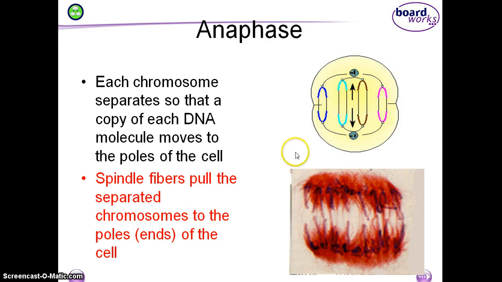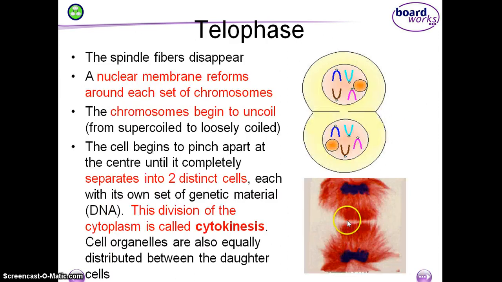So write this down and draw the picture. And this is what it looks like in real life. And then the last stage is telophase. When you see tele starts with a T, think two. Two starts with a T, telophase starts with T. And basically the one cell now starts to look like two cells. We can see the actual formation of two cells.